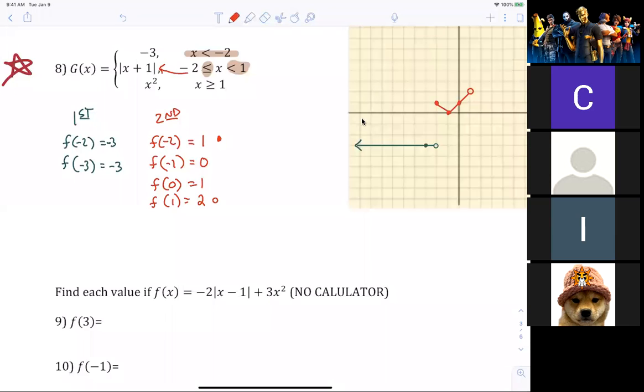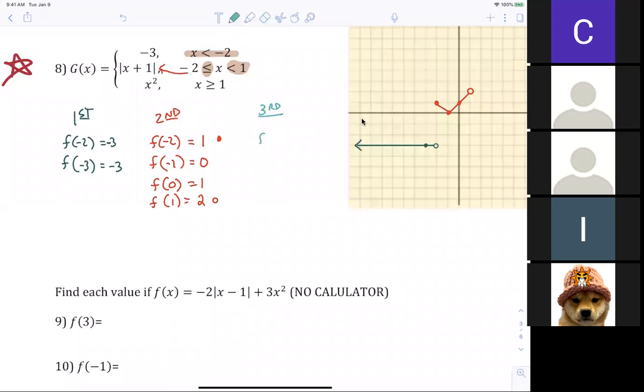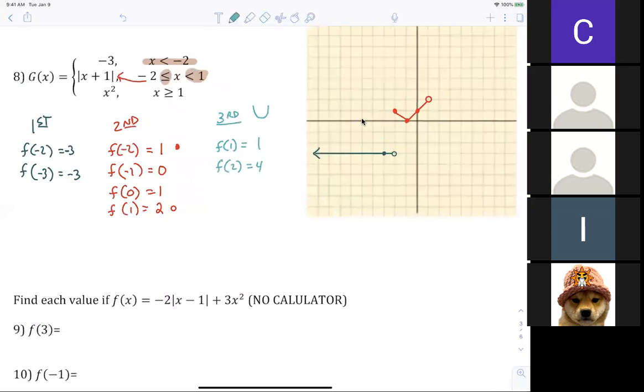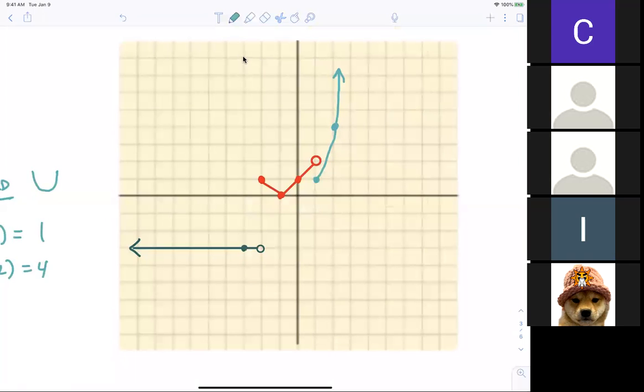All right, so now the third piece. Let's talk about the third piece now. This time it's f of 1, which is 1, and f of 2, which is 4. Now don't forget the third piece is a parabola, right? But it's not starting at 0. So here, solid dot, solid dot. So 1, 1, 2, 4. Now what you're supposed to remember is this looks like a parabola. It's not a line. It goes like this. Anybody have any issues with that?